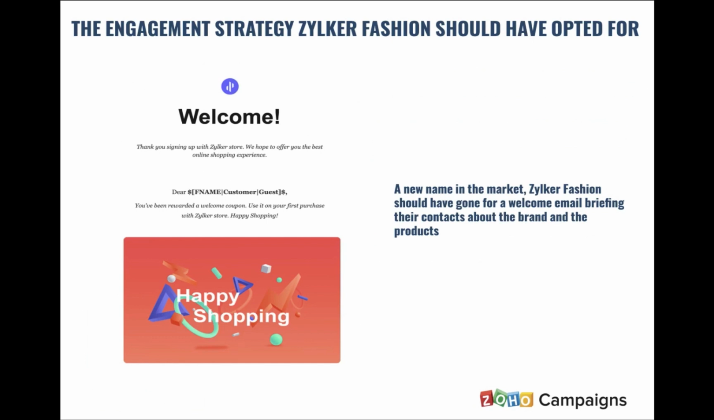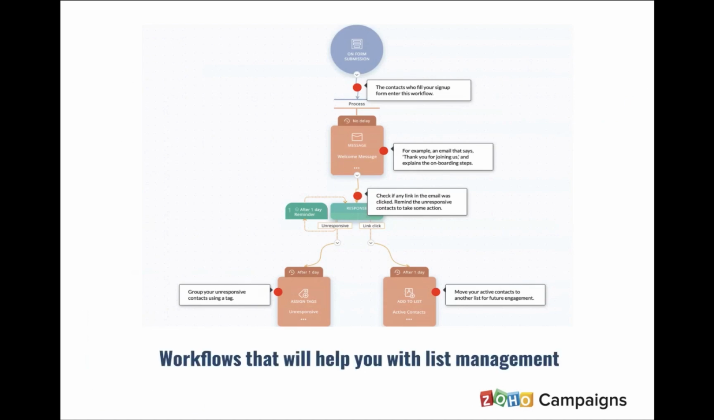So this could also have been achieved with the help of a workflow. With a workflow, as you can see, you can collect names from different avenues, and after that you can send them welcome emails, telling them more about the product or the brand or the services, after which you will understand who is responsive and who is not. In that case, you can tag them as responsive or unresponsive.